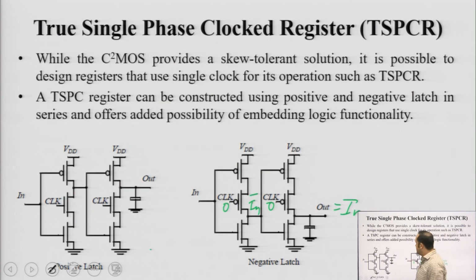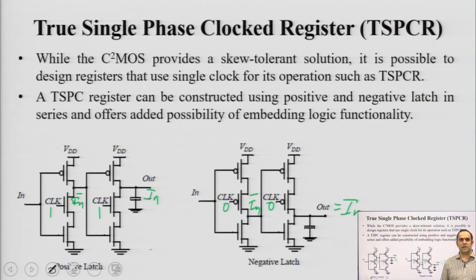In a positive latch, when clock is 1, if input here is 1, this transistor turns on and you get a 0 here. If input is 0, this transistor turns on, you get a 1 here, which means in bar gets sampled here and another inverter. So, you get in here. So, this is a positive latch, this is a negative latch. This kind of latching mechanism, if you combine these two in series, okay, that is the basis of what is known as true single phase clocked register, and that in a sense is considered as a true version of a single phase clocked register.